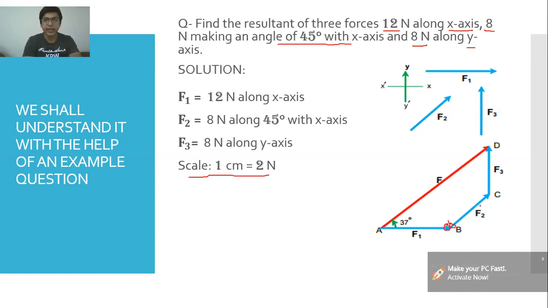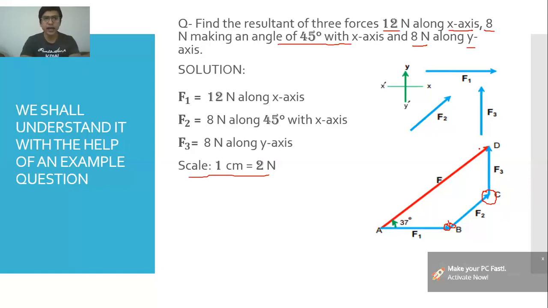I have joined it. Then for the third vector, what I have done, I have joined the head of the second vector, because now for the third vector, the second vector is the first vector. So I have joined the head of the first vector with the tail of the second vector, which is F3. Okay. And for the resultant vector, this is the first vector F1, this is the last vector F3. So I have joined the tail of the first vector with the head of the last vector. So in this way, I have added vectors by graphical method. Okay. Hope you have understood this.